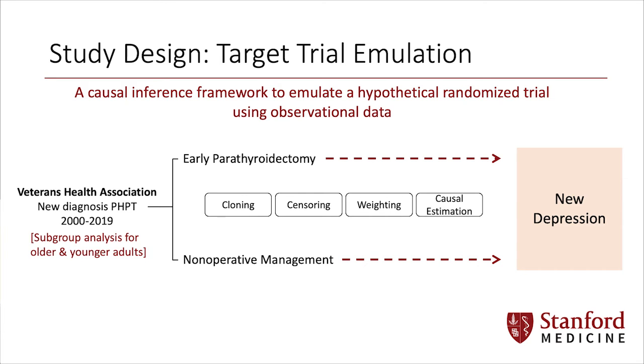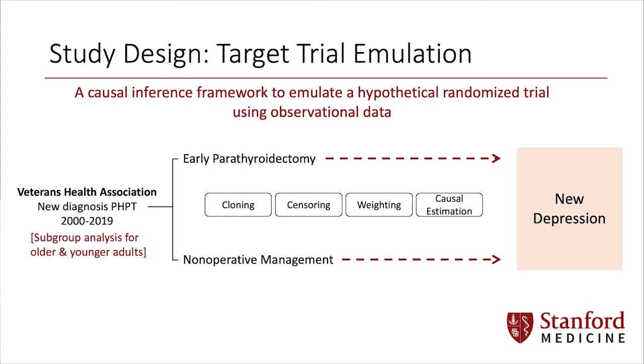We used a newer causal inference method called target trial emulation, which uses observational data and aims to replicate a randomized controlled trial. We used VA claims data from 2000 to 2019 with strict inclusion and exclusion criteria, with the goal of replicating and only including patients that would be included with a randomized control trial. We then emulated a randomized trial and examined parathyroidectomy within 1 year of diagnosis compared to non-operative management for primary hyperparathyroidism, with our main outcome being the development of new depression.